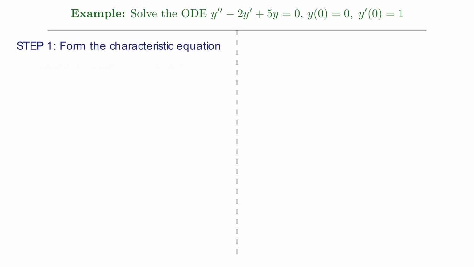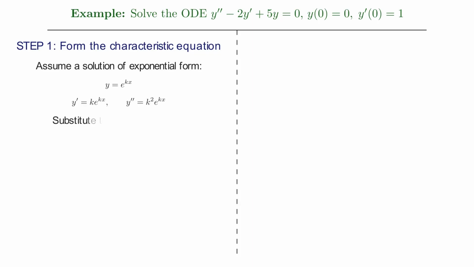So we assume that we have an exponential solution, y = e^(kx). From here we have to differentiate, so we get y' = k e^(kx), and differentiating again, y'' = k² e^(kx). We can substitute these three equations into our differential equation, and this gives us k² e^(kx) - 2k e^(kx) + 5e^(kx) = 0.